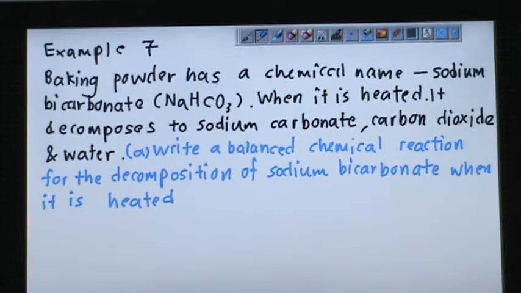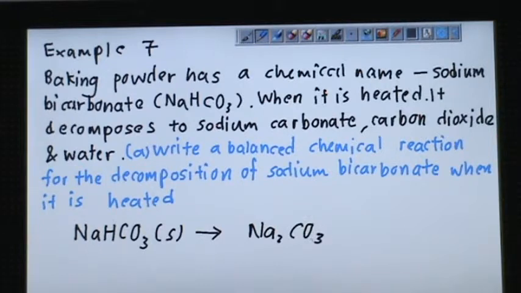Okay, so what we are trying to do now is write down the equation. NaHCO3. It is a solid. Always remember to leave some space between the words. For example, I'm going to write Na2CO3 here, so I leave a space here in order for me to balance the equation later.